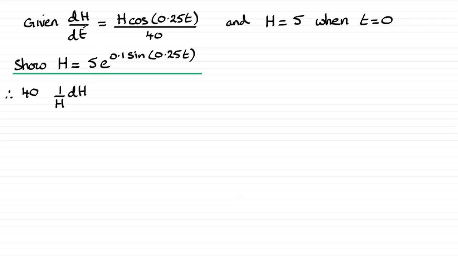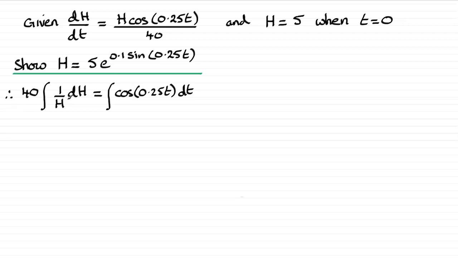I need to get rid of the dt, so I'll put it on the other side, and I'm left with the cosine then of 0.25t, and the dt goes there. And I integrate both sides. So by pulling out the 40, it just means I'm left with the integral of 1 over h, okay, as opposed to 40 over h. The 40 is a constant, so I can do that, okay? Integrate the other side as well.